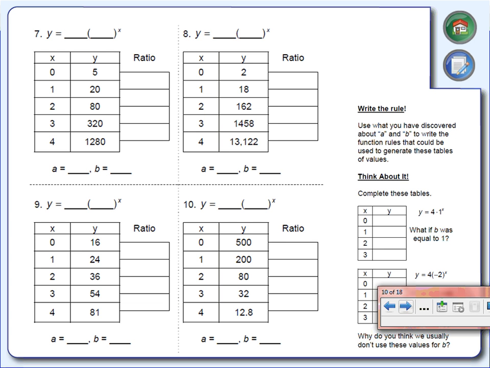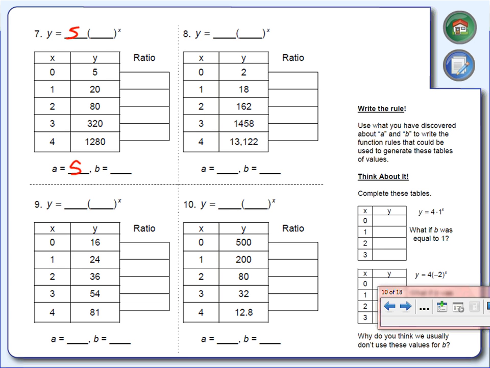Well, what did you tell me about A? A is our what? Our starting value. Where are we starting in the table here? Number 7. What is next to 0? 5. So 5 is going to be our A. So let me put that right here. 5 is A.